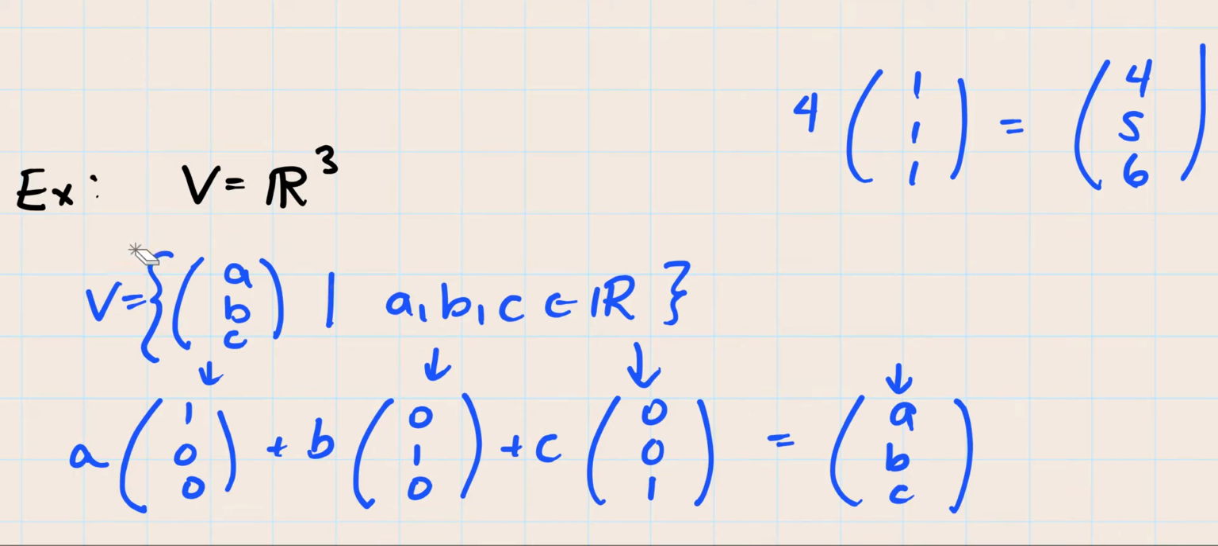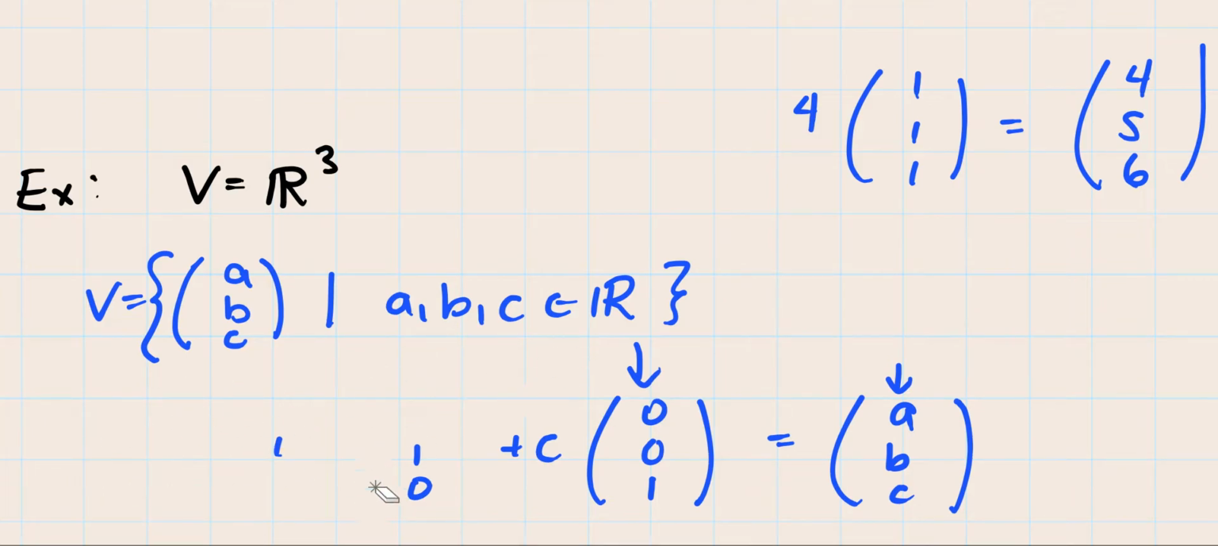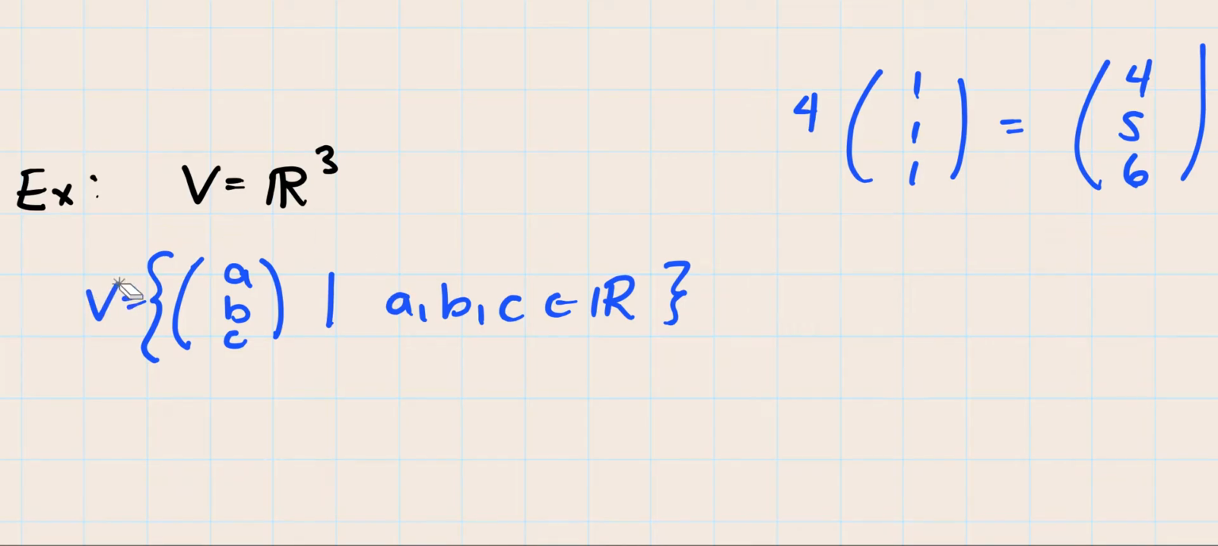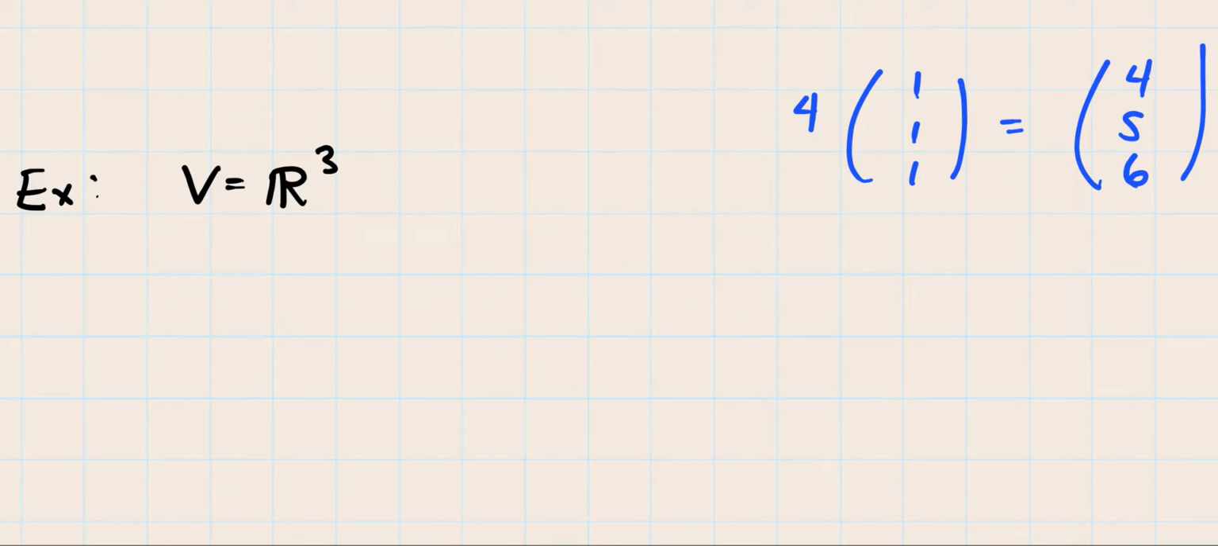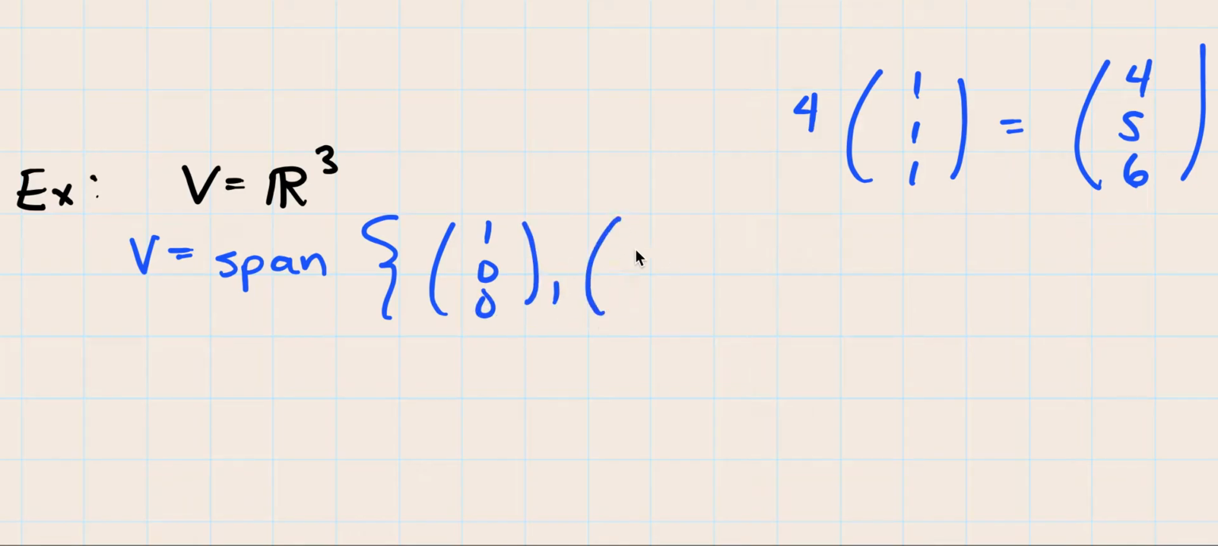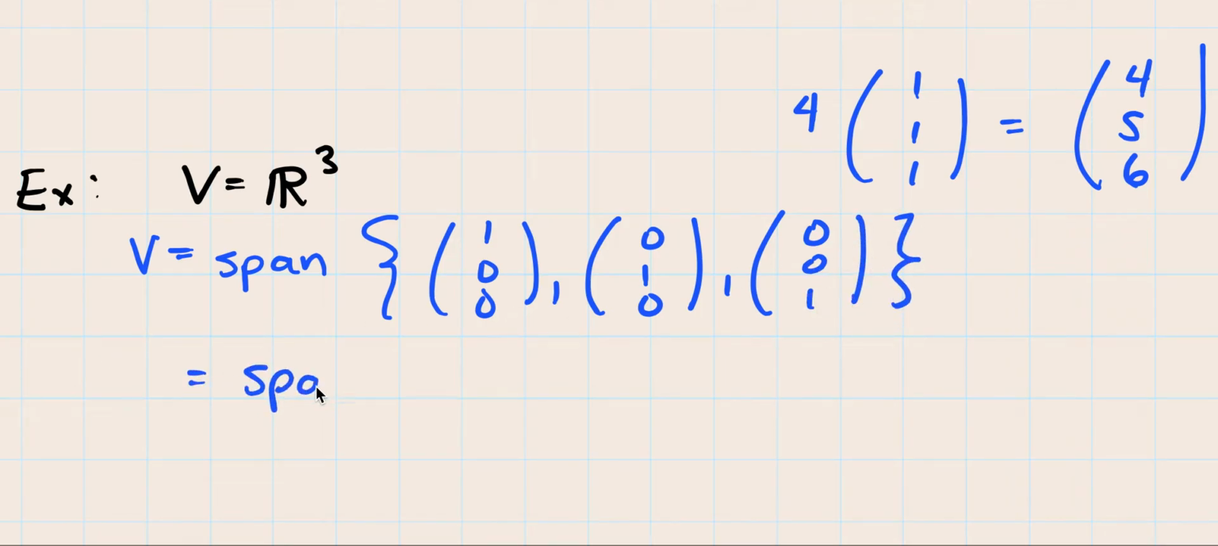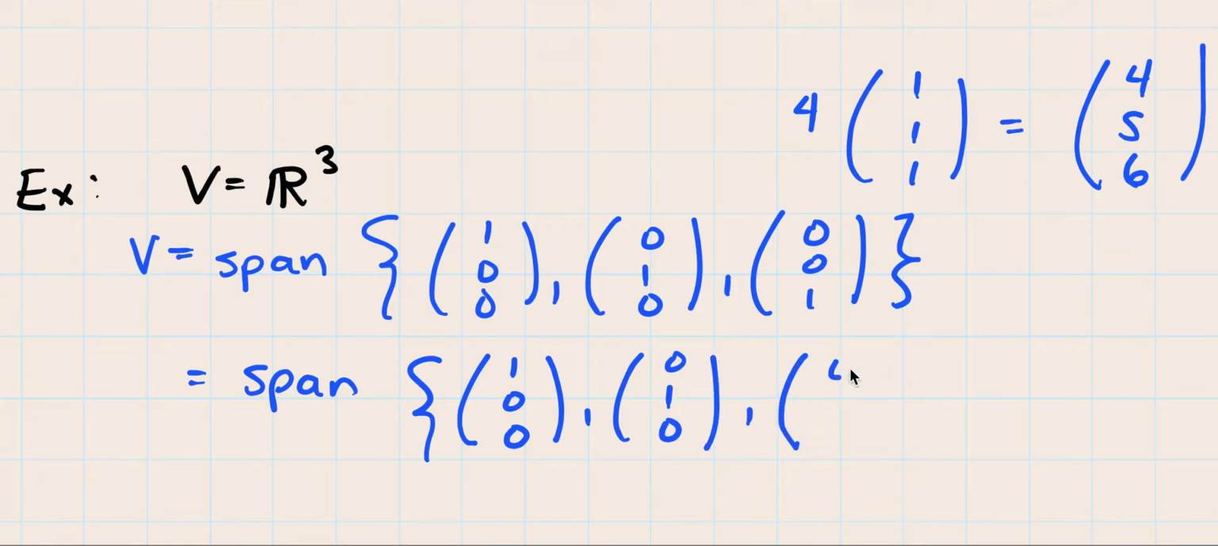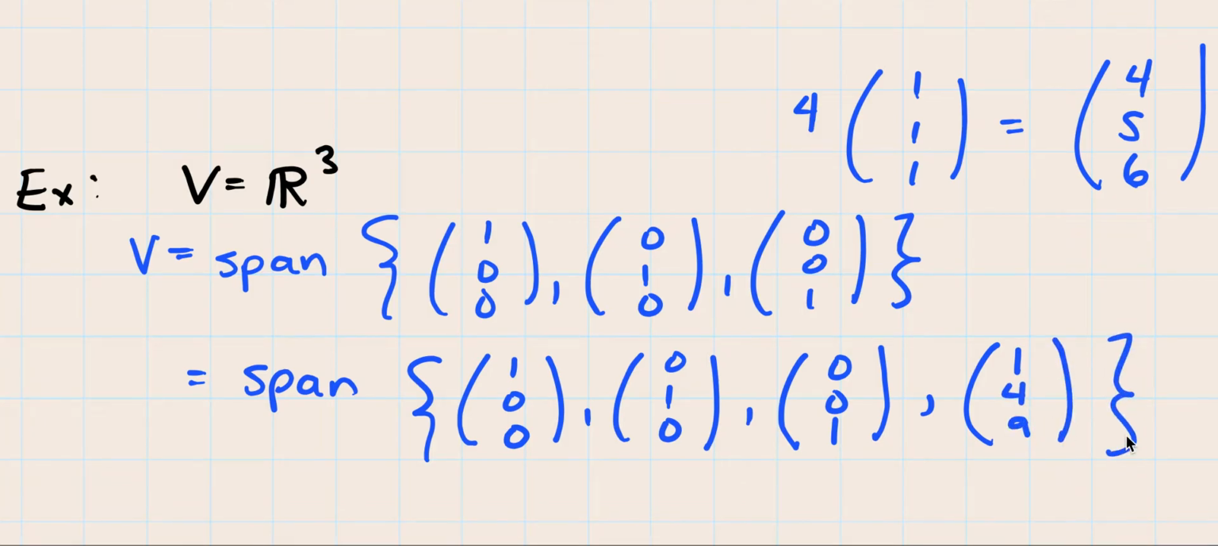Now I can have more than 3 vectors that span V. So let me show you. So we said that one spanning set is 1, 0, 0, 0, 1, 0, and 0, 0, 1. I'm going to give you another spanning set. I'm going to repeat all of these vectors, and then I'm going to add another one. Let's say, shouldn't be a plus here, should be a comma. Let's say the vector 1, 4, 9. This is also a spanning set for our vector space. Why is that?